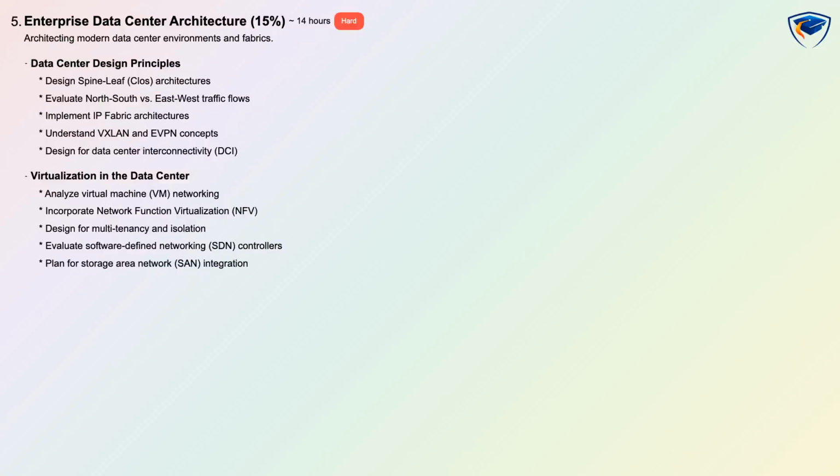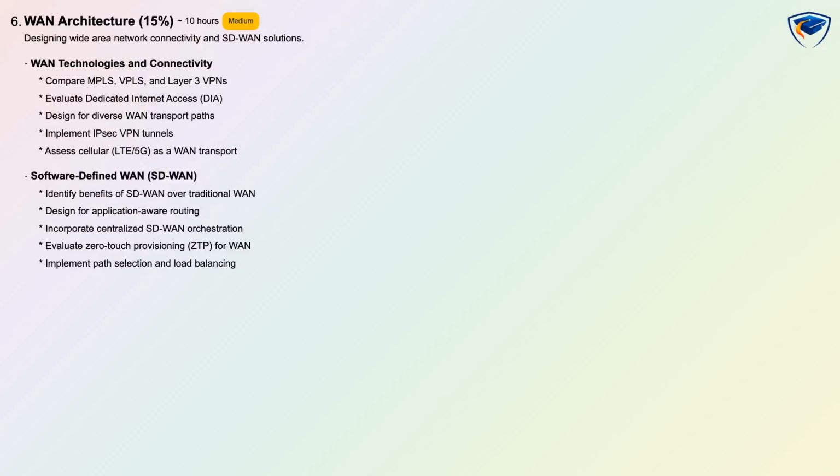Enterprise Data Center Architecture carries 15% of the exam, is the hardest domain, and recommends about 14 hours of study. Expect to learn data center design principles such as spine-leaf or Clos architectures, north-south versus east-west traffic patterns, IP fabric design, and VXLAN EVPN concepts for overlay fabrics. The domain also addresses data center interconnectivity, virtualization topics including VM networking and NFV, multi-tenancy and isolation, SDN controllers, and storage area network considerations.